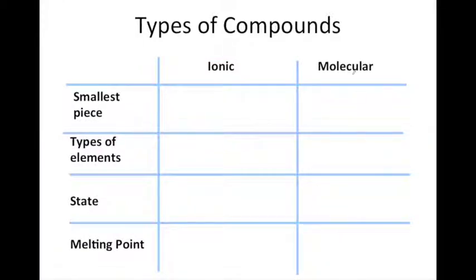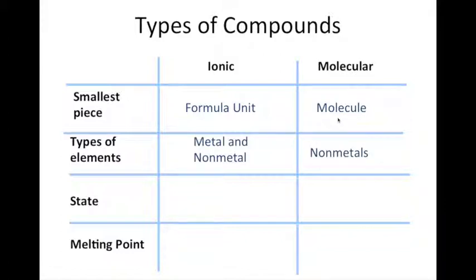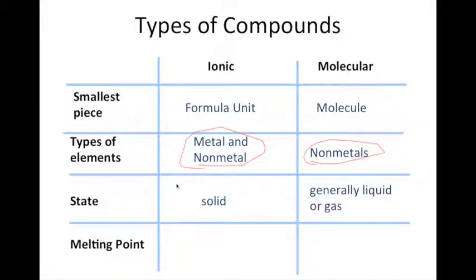If we have ionic and molecular compounds, the smallest piece of an ionic compound is called a formula unit. The smallest piece of a molecular compound is a molecule. Ionic compounds are composed of a metal cation bonded to a nonmetal anion, whereas molecular compounds are composed of nonmetals which are covalently bonded together. Ionic compounds are generally solids at room temperature, whereas molecular compounds are generally liquids or gases. Now, there are lots of molecular compounds that are solids, but many of them are liquids or gases.